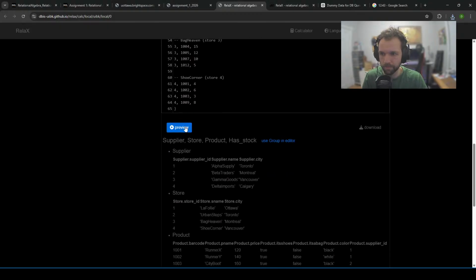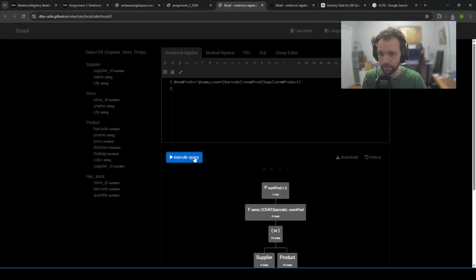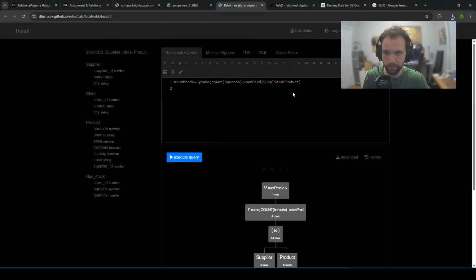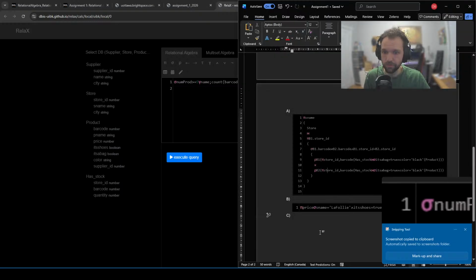Oh, I need to update it. Preview. Use group and editor. Relational algebra. Execute. There we go! Numprod. Yeah, alpha supply. Okay, that works. Oh, we are flying by in this assignment. This feels good. This feels good.